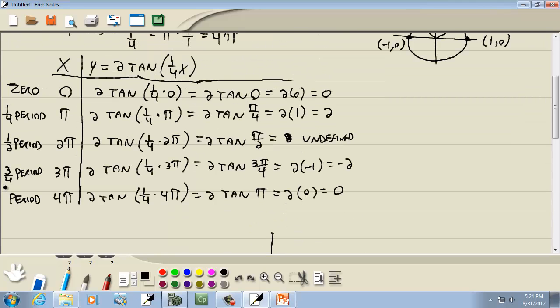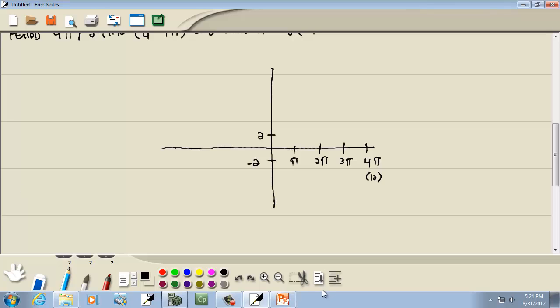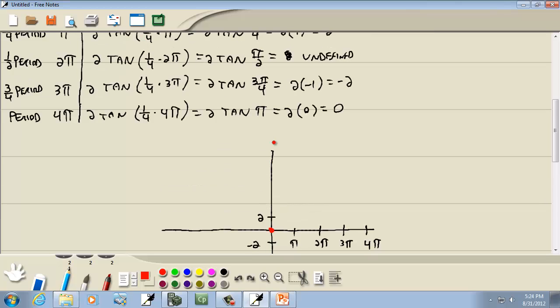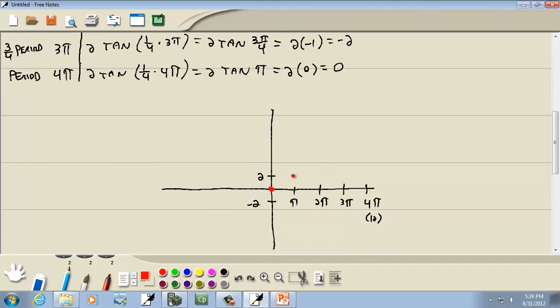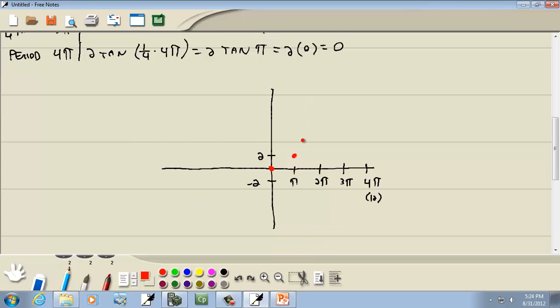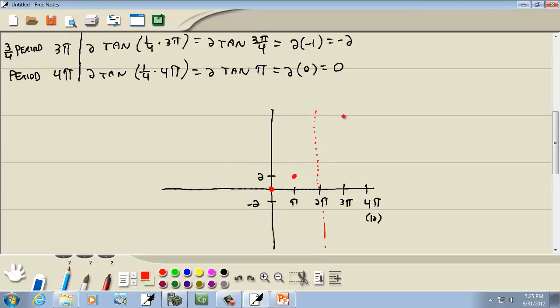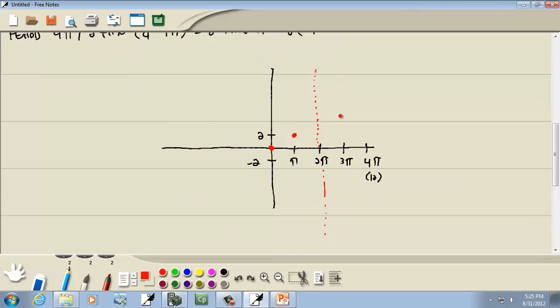Okay, scroll up. Our first point is 0, 0. Zero, 0 is right there. Our next one is pi over 2, which is right here. Our next one is 2 pi, undefined. Well, what undefined means is we have an asymptote here. We have a vertical asymptote at 2 pi. That means your graph is going to skim it at some point, but not touch it or cross it. Now 3 pi. 3 pi was negative 2. So I go to 3 pi here, and negative 2 would be right there. And then 4 pi was 0.